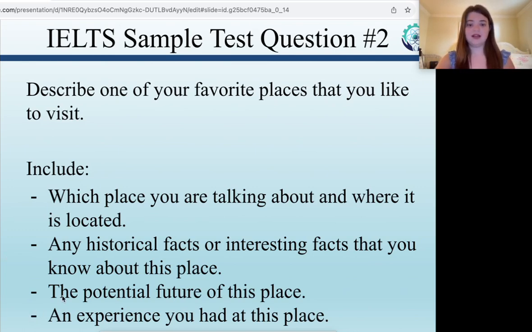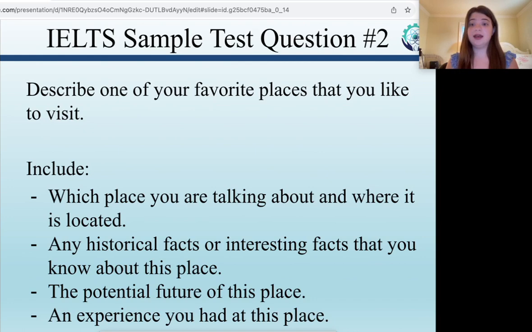So anything like that of, do you think that this place is going to expand? Do you think it's just kind of stay the same as it is now? Do you think they're going to make any changes in the future to keep up with the market? Anything like that? And then an experience you had at this place, right? So this is where we get back to our personal experience or our personal opinion of the place we like to visit. So I will give an example here.